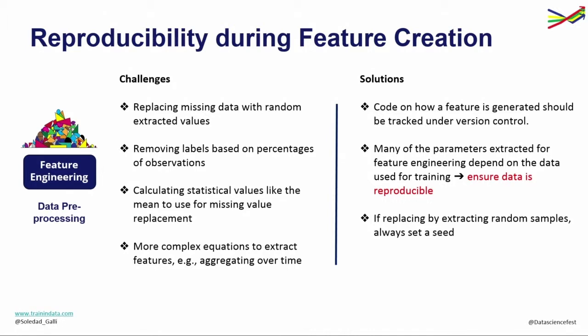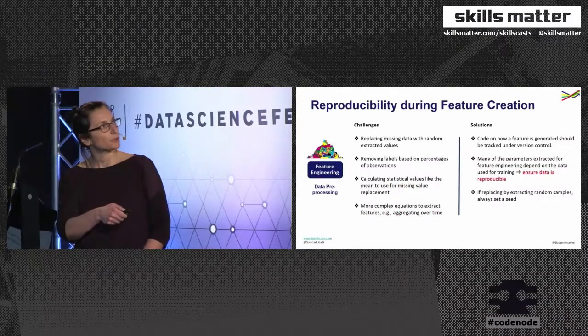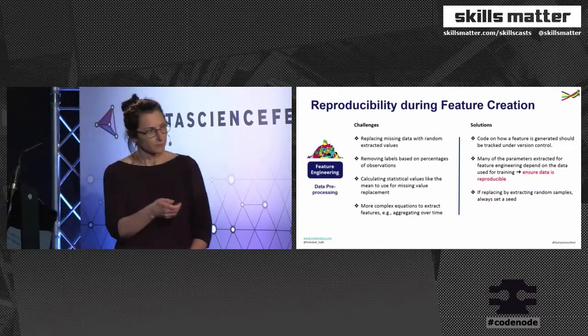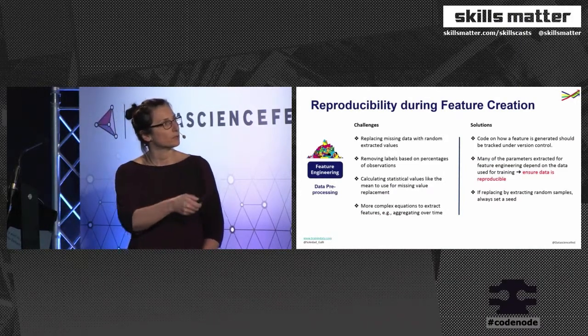So for example, we're replacing with percentage. So we're replacing with means and medians, or we're calculating percentages, or we're even using more complex equations. And sometimes we are replacing values with a random extraction. So the good thing is that many of these challenges get resolved by ensuring that the data is reproducible, the training set is reproducible between the research and development environment. But also, we need to make sure that our code is saved and stored and tracked under version control. So the code that we use to engineer these features, we want to track it.